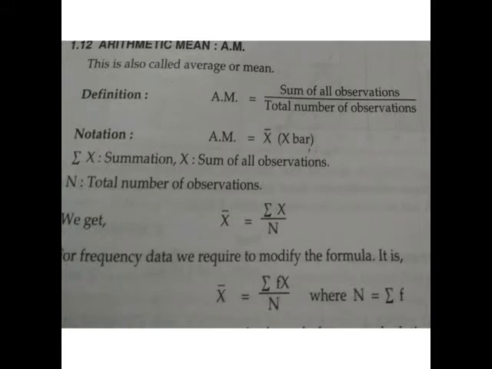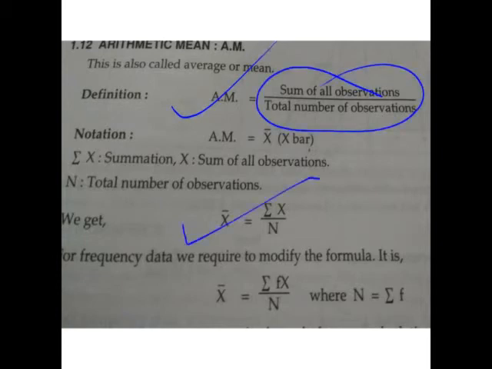some basic information: how to calculate the arithmetic mean, the median, and the standard deviation. So we should know this part. Last time we saw how to calculate the arithmetic mean. Arithmetic mean is the sum of all observations divided by the total number of observations, given by x bar equals summation of x divided by n. That is the formula for the arithmetic mean.